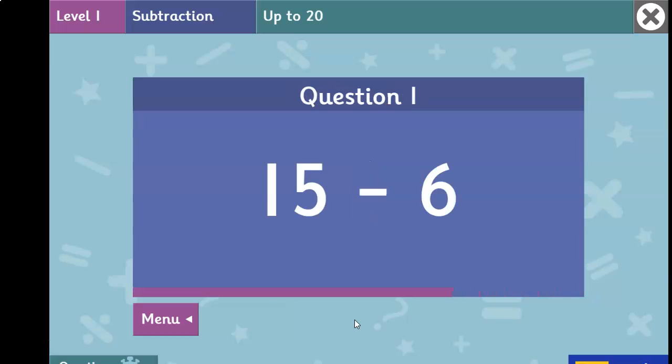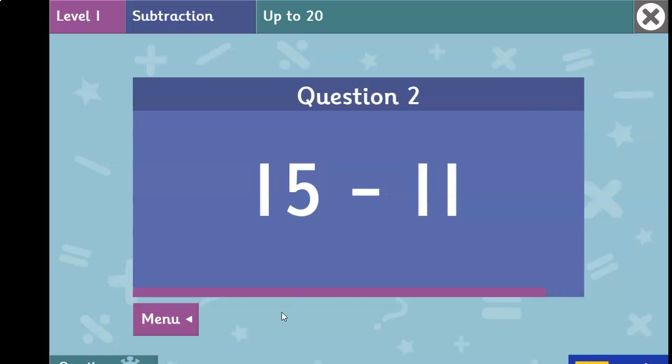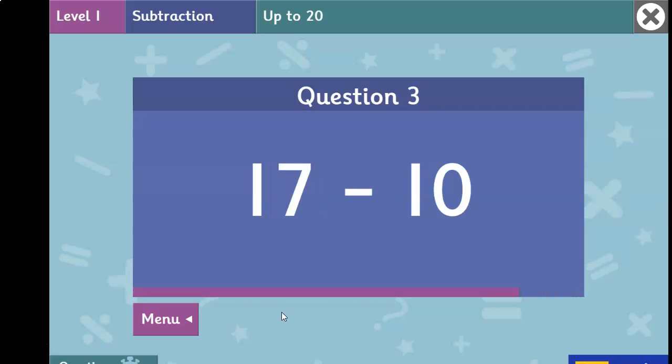15 take away 6. Quickly, 15 in your head. Take away 6. What is it? 15 take away 11. 17 take away 10. That's easy. We can take the 10 out of the tens column. 15 take away 14. That's easy actually. If you count up from 14, what's the difference? How many would be left?